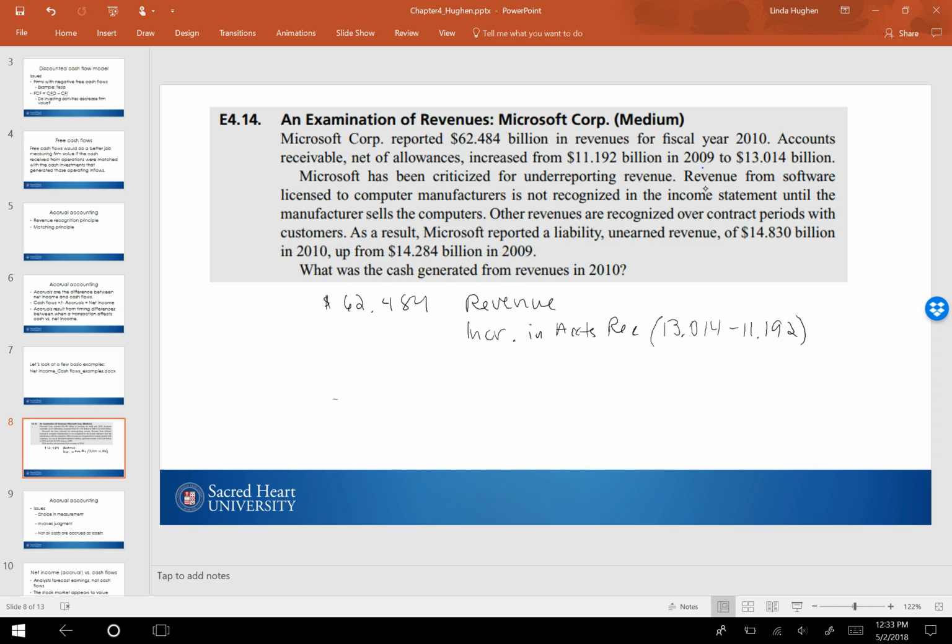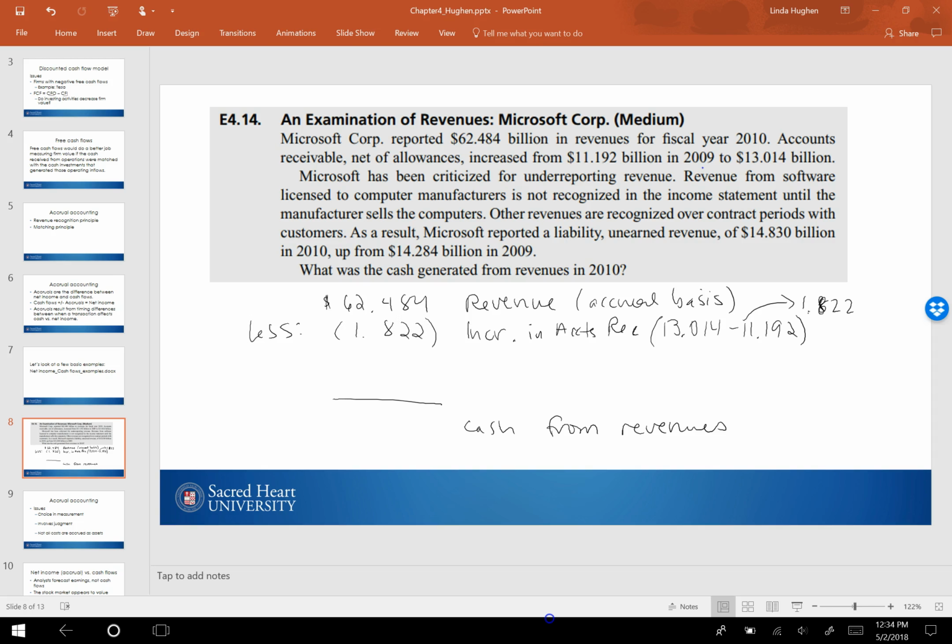Well, we're trying to get down to cash from revenues, and we're starting with revenue on an accrual basis. So what happened when this difference here is 1.822 billion? When we recorded this increase in accounts receivable of 1.822, the company recorded revenues that did not affect cash. So we want to subtract out this increase in accounts receivable.